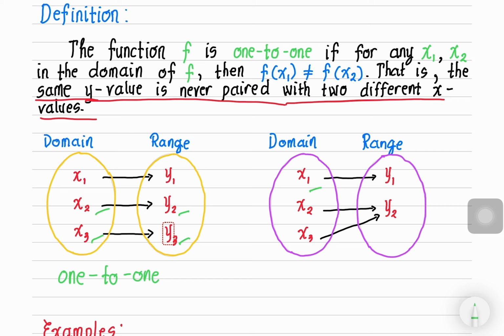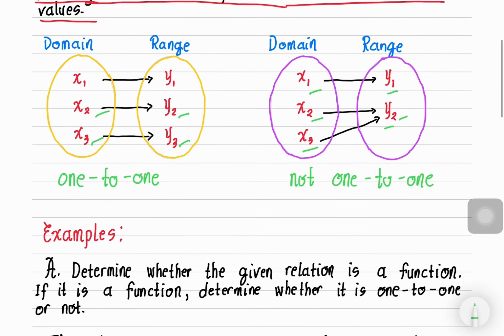And then, for the second diagram, x sub 1 corresponds to y sub 1, x sub 2 corresponds to y sub 2, and x sub 3 corresponds to y sub 2. So guys, dito, based on the definition, sabi dyan, the same y value is never paired with two different x values. So, i-pair natin yung y sub 2, I mean, yung one of the elements sa range dito sa magkaibang domain natin. So, therefore, this is not a one-to-one function. Okay? Did you get the idea? Okay, good.